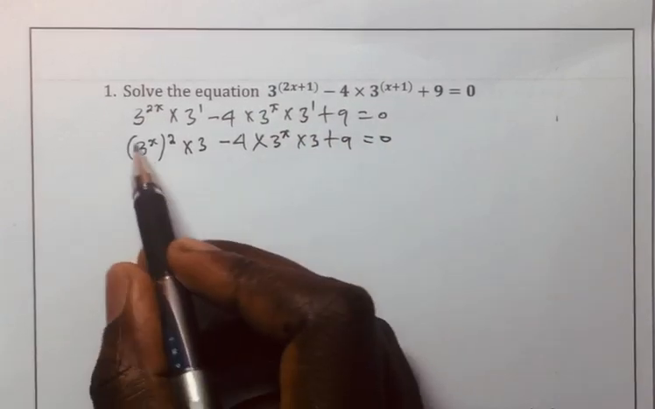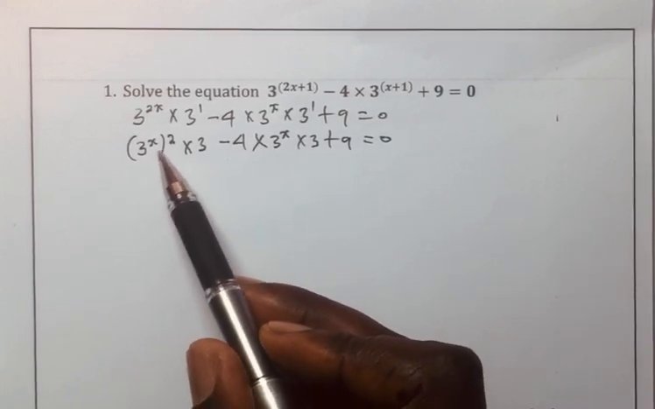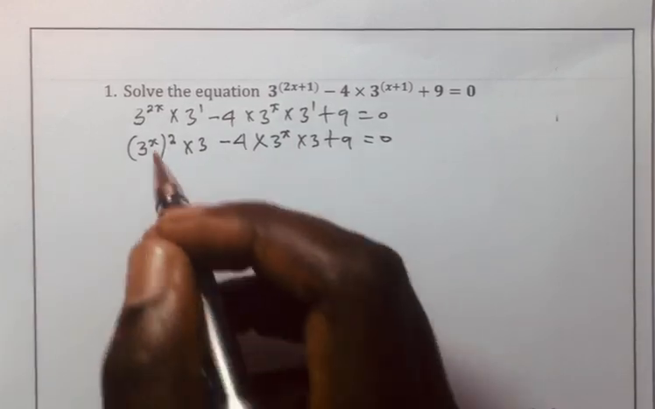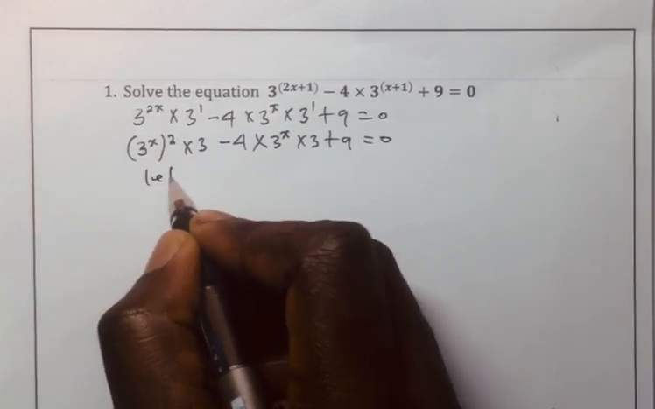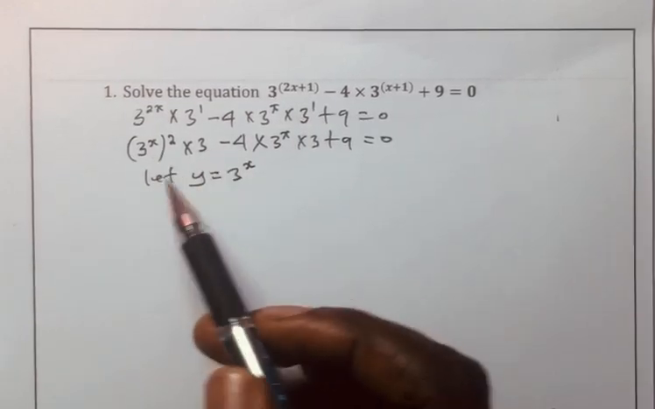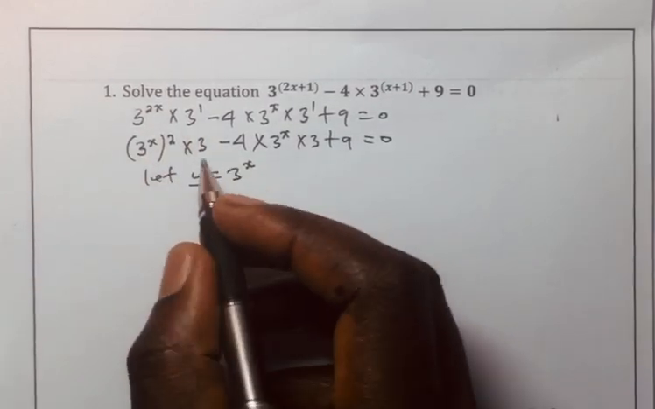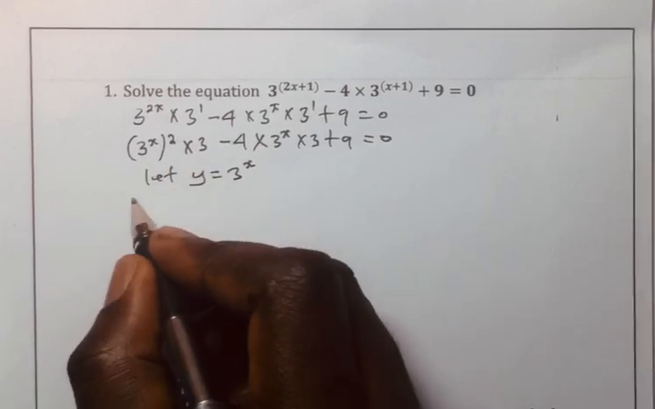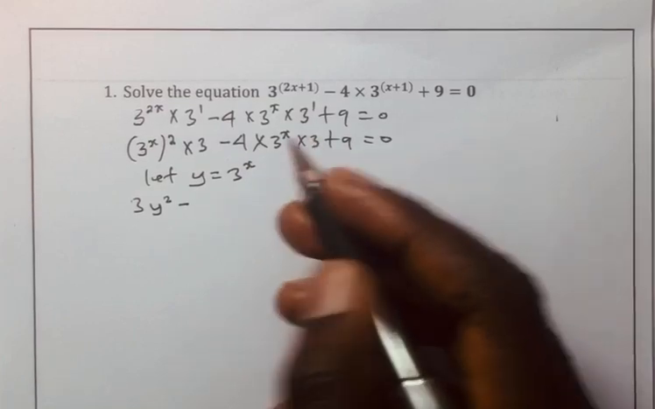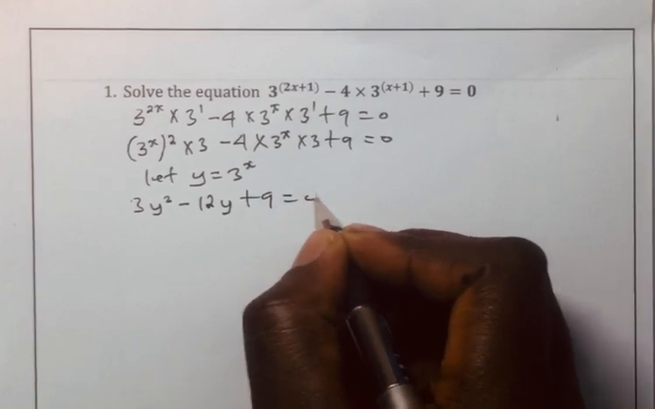So we have a common factor here, which is 3 raised to the power x. We can represent that using another letter. So we can let y be equal to 3 raised to the power x, so that wherever there is 3 raised to the power x, we replace that with y. For the first case, we're going to have 3 times that, so that is 3y squared, minus 4 times 3 is 12. So we have 12y plus 9 is equal to 0.